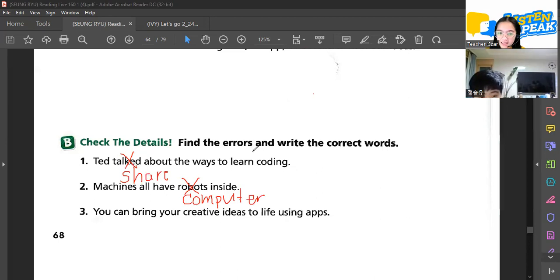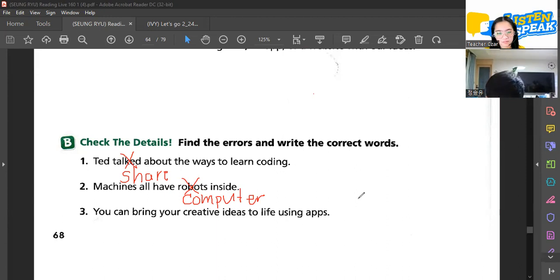Machines all have a computer inside, like our smartphone. A smartphone is a type of machine that we use every day, and it has a computer inside, or tiny things that make a smartphone work. Now, how about number 3?